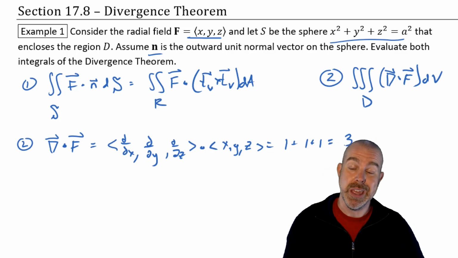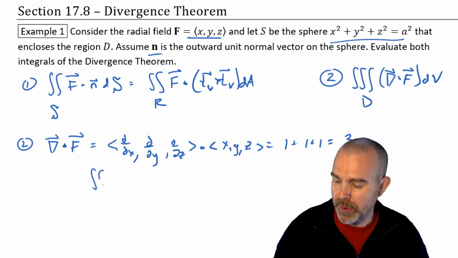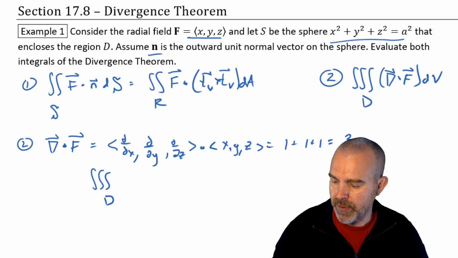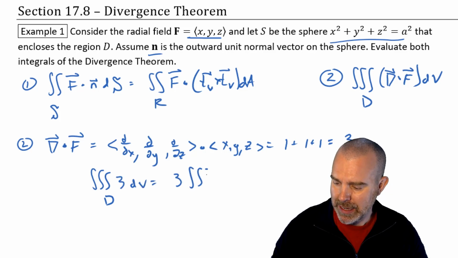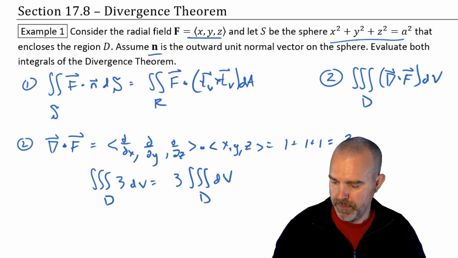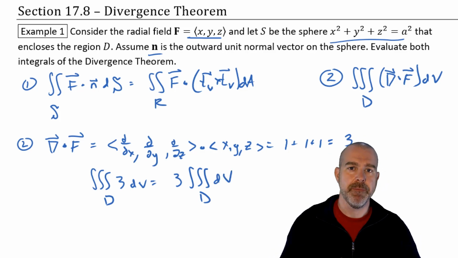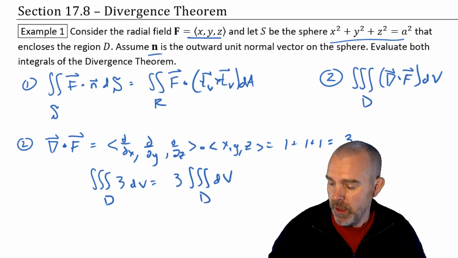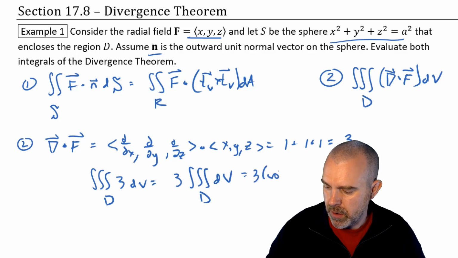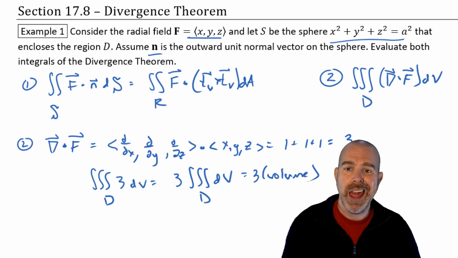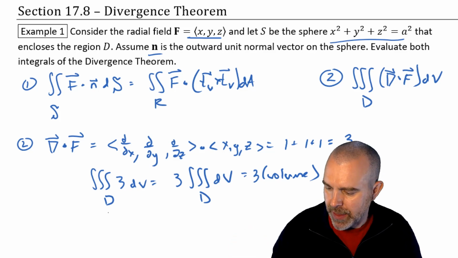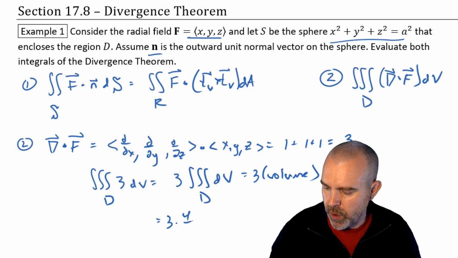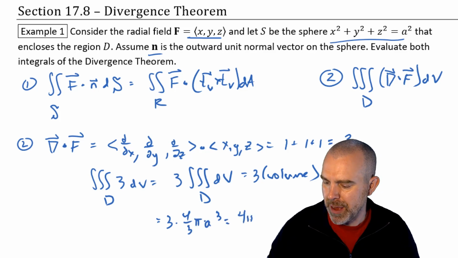So that's just 3. So all we're going to do is the triple integral over the region of 3 dV, which is just going to be 3 times the triple integral over the region of dV, which is just the volume. And this is a sphere. This is a sphere of radius a. So that'll just be 3 times 4/3 pi times a cubed. So that'll just be 4 pi a cubed.